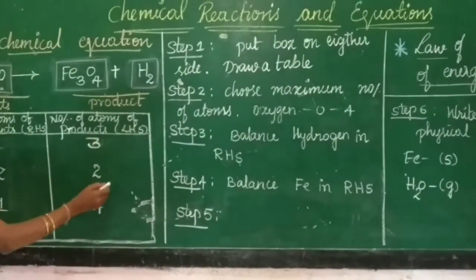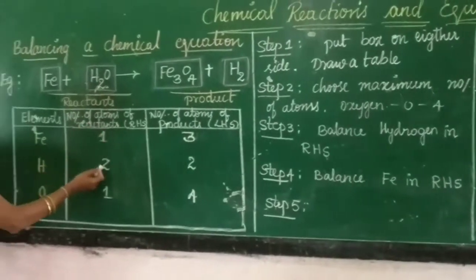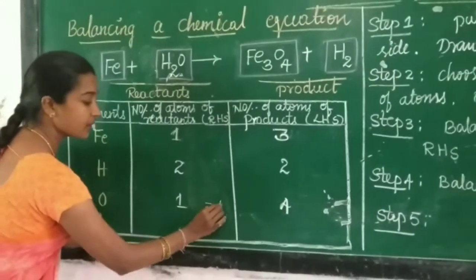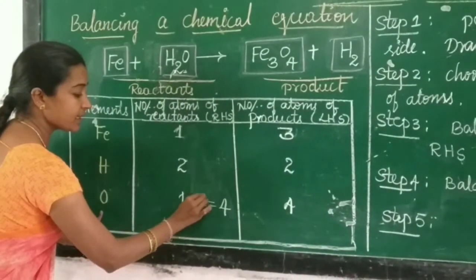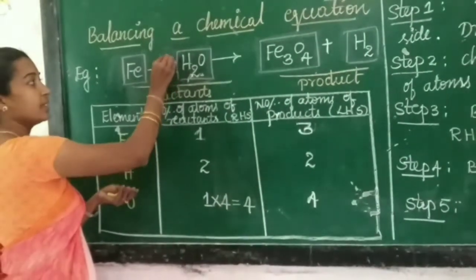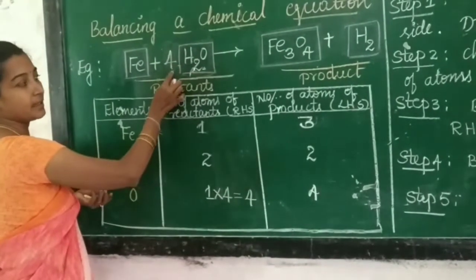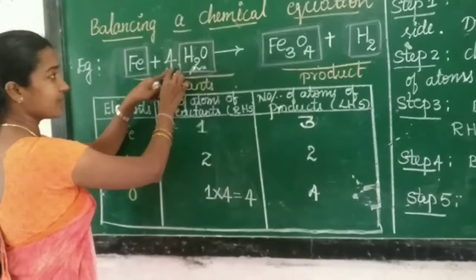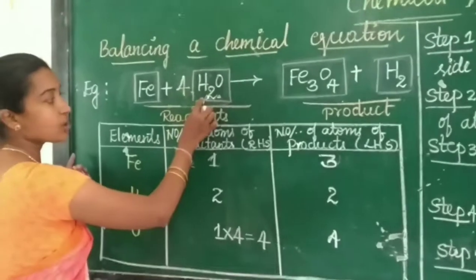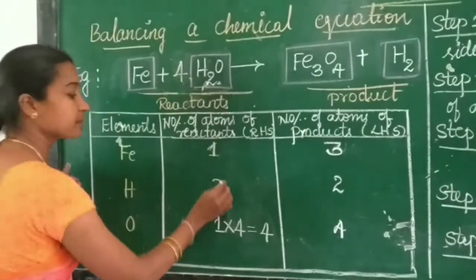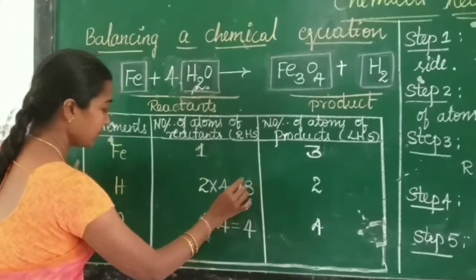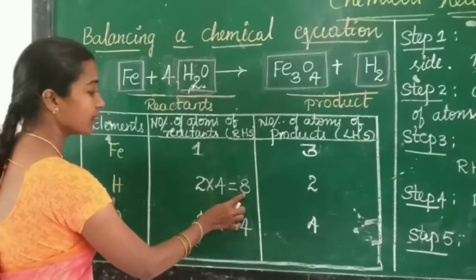Now let us balance this oxygen in the RHS, that means right hand side. How much is multiplied with 1 to become 4? 4 is multiplied with 1, it becomes 4. The same number 4 is written in front of the water like this. Now observe, oxygen is balanced. At the same time, hydrogen becomes 4 twos are 8. The same number 4 is multiplied with the 2, it becomes 8. Now hydrogen atoms are 8.